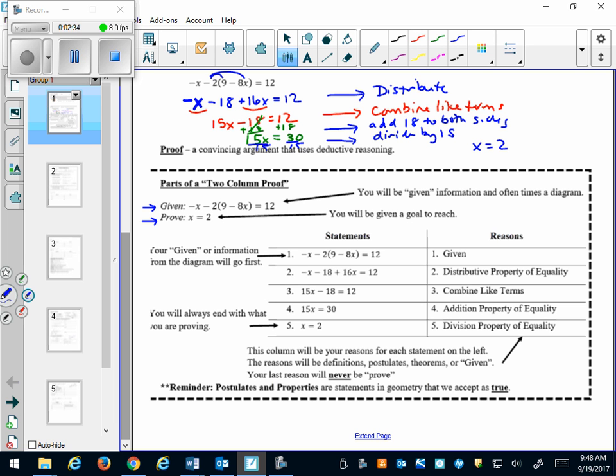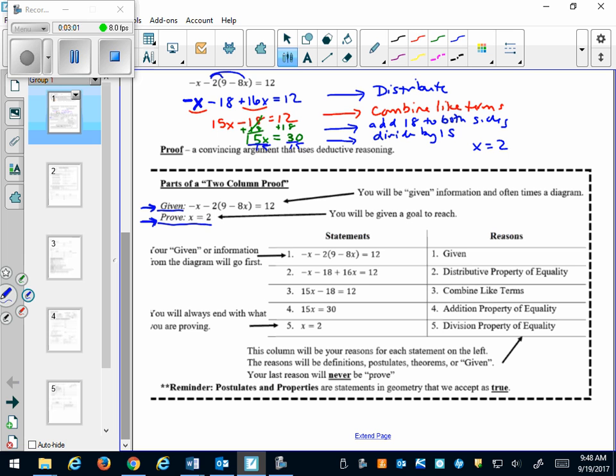So this box here in your notes highlights really the parts of a proof. You will always be given a statement that's labeled given, and it will give you information. This is algebraic. Eventually we'll be doing geometric proofs. Then you will have a proof statement. So your starting point is your given and your ending point is your proof.